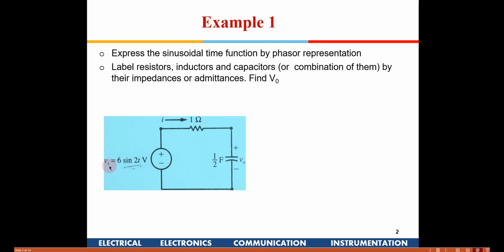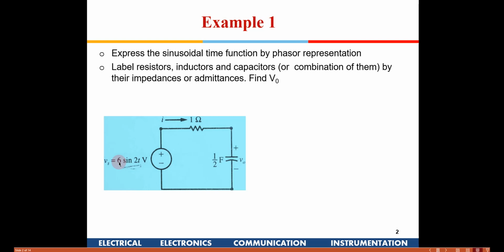Now the voltage is given in the time domain as Vs equals 6 sin 2t V. So we just have to remember this whenever a time domain signal is given like this. 6 is the max voltage, so it's not the RMS voltage. Whenever in the time domain we specify a sinusoidal like this, it is Vm sin omega t, right? So 6 is Vm, not the RMS voltage.